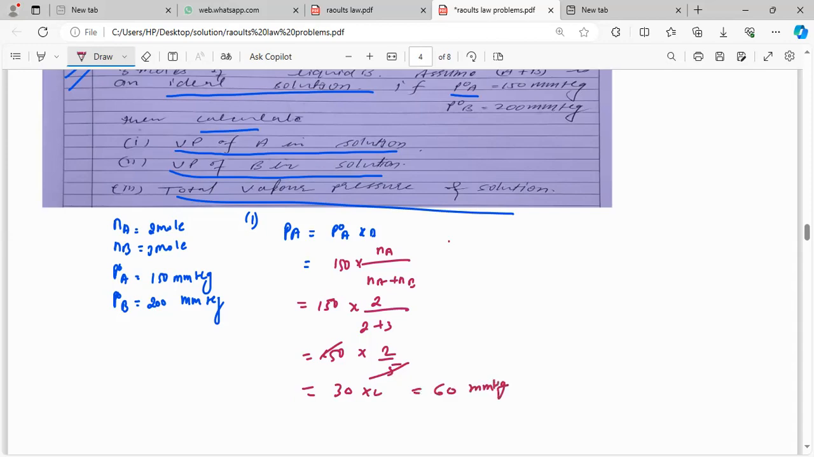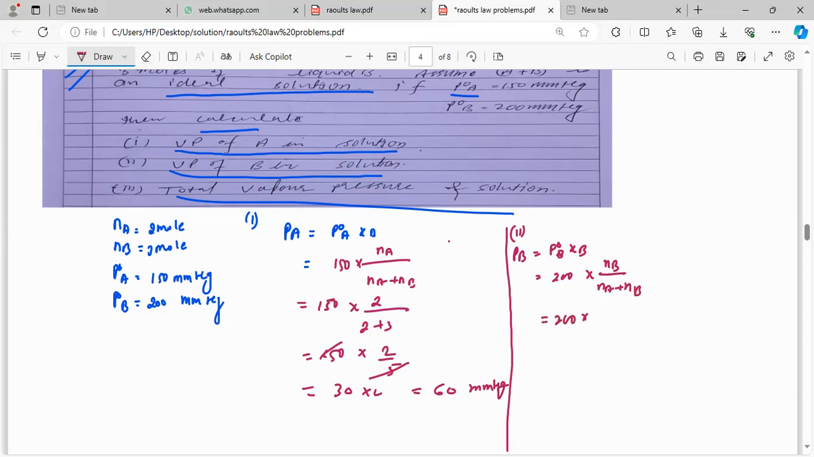60 mmHg. The first one is okay. Now the second one. Are you getting this one? Simple, PB is equal to P naught B XB. So PB they have given, that is 200 multiplied by XB. XB will be how much? NB upon NA plus NB, 120 is coming.